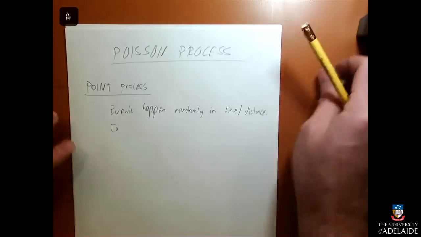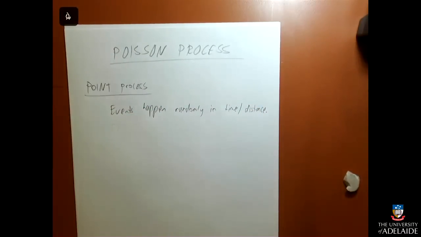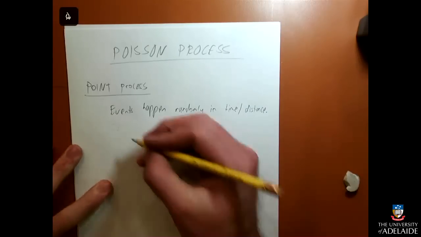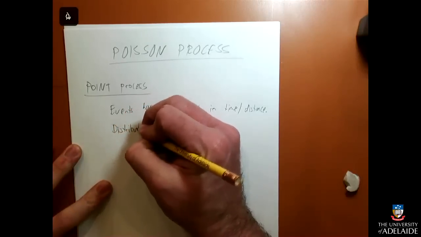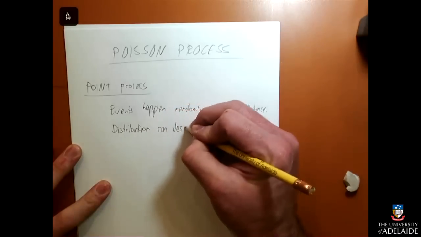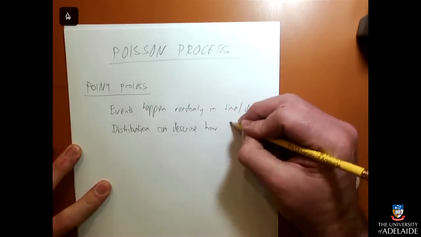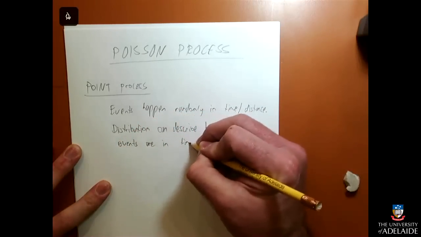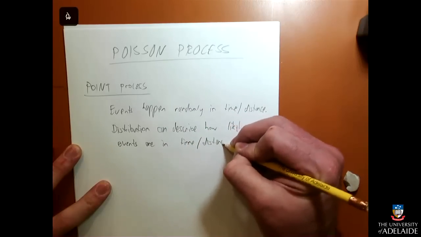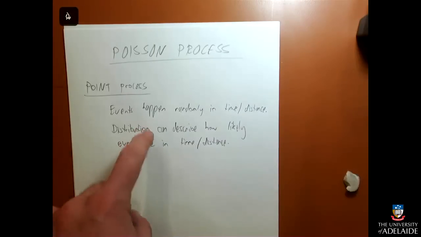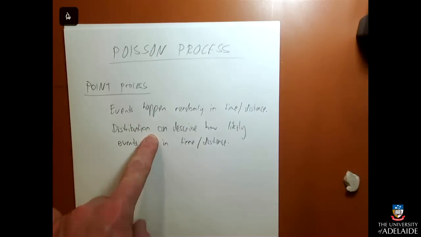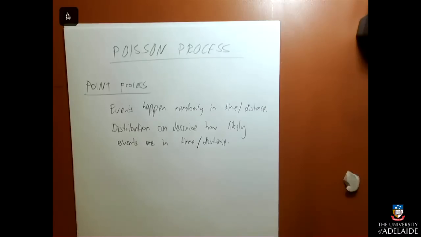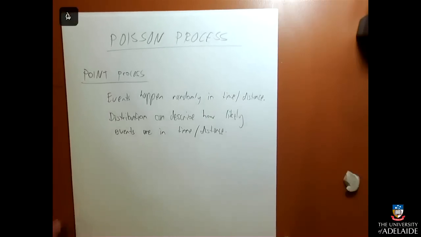So there will be a distribution to describe how likely events are, in time or distance. But the only one that you're told about is the distribution that describes how many events in a particular time, which is the Poisson distribution. Or the distribution that describes how long until an event is the exponential distribution, same thing. So the only one you're told about is the Poisson process.